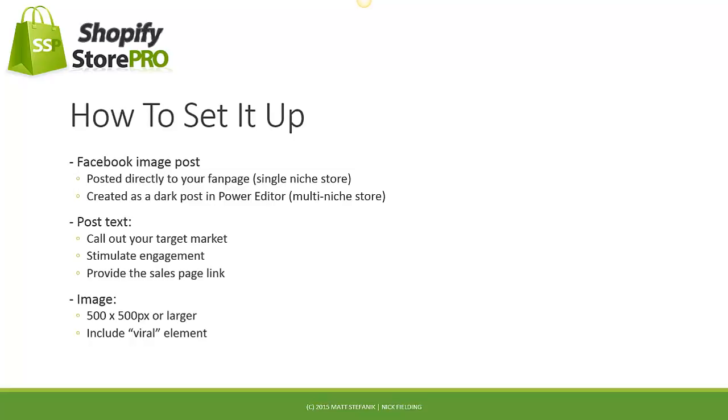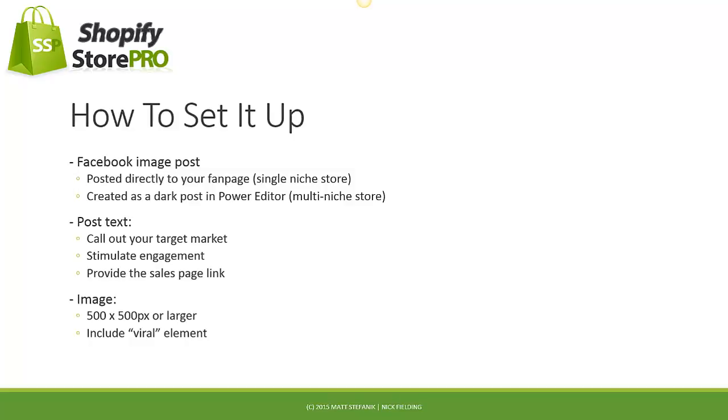If you have a multi-niche store, so you have fans on your fan page who've been accumulated from a variety of different niches because you've been putting ads out in a variety of different niches, you'll probably want to create your image post as a dark post in the Power Editor, which means it's not going to be shown virally on your fan page, which means you're not going to bother people from other niches with products that aren't relevant to them. Okay, so if you've got a multi-niche store and you're running products to lots of different niches, you'll probably want to create the image post for your ad as a dark post in the Power Editor. Okay, and I'm going to show you how to do both of these things in a few minutes.